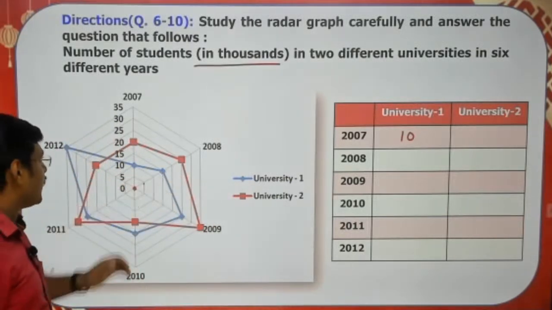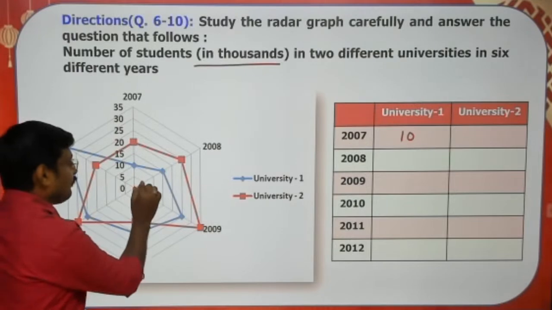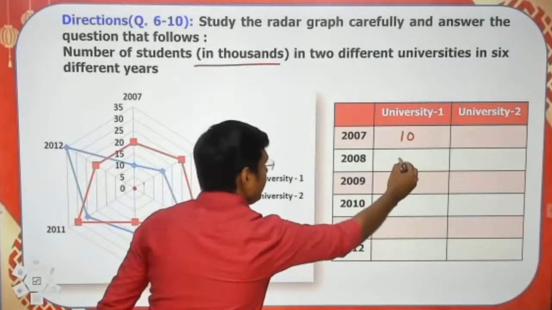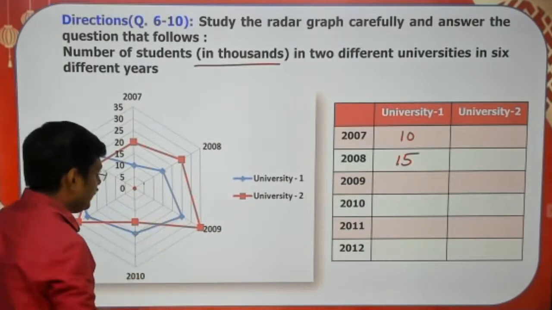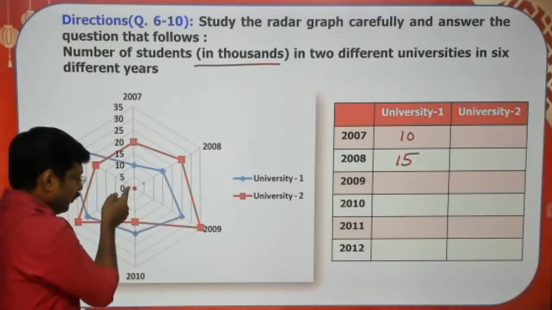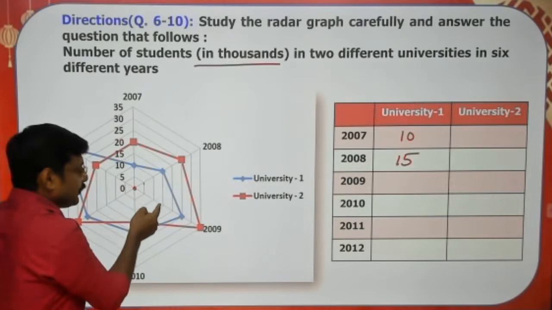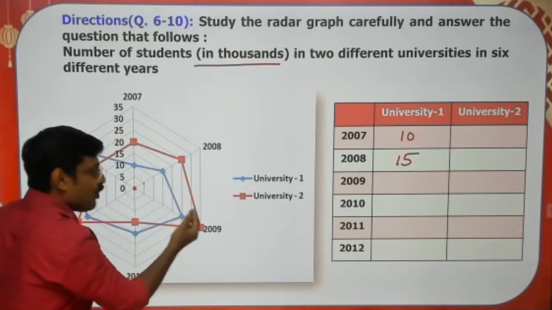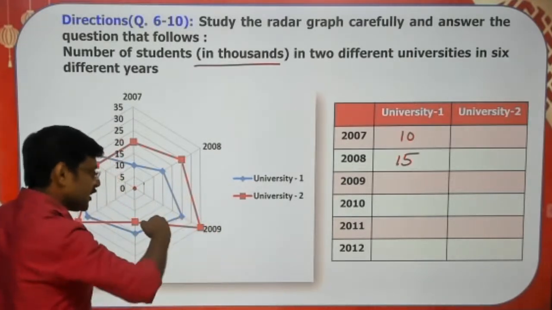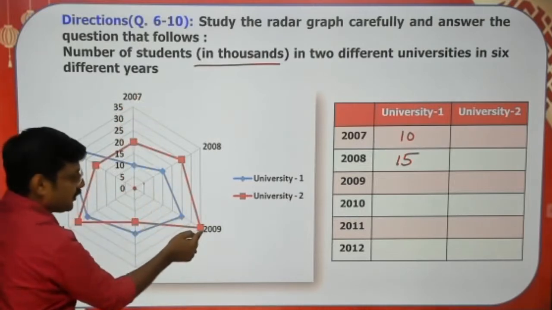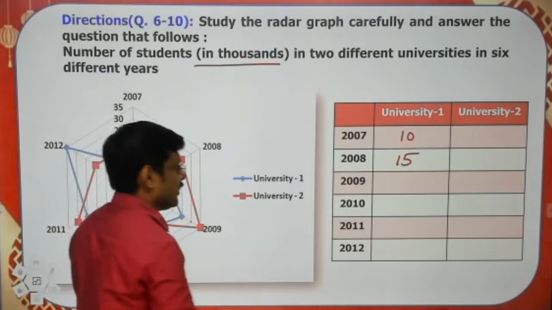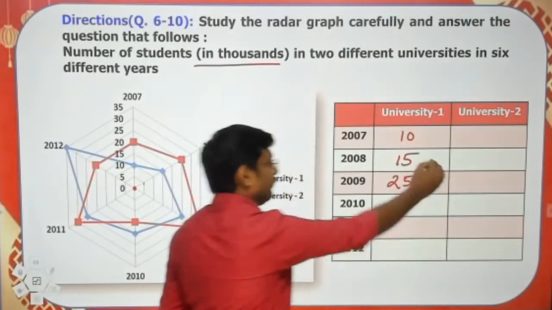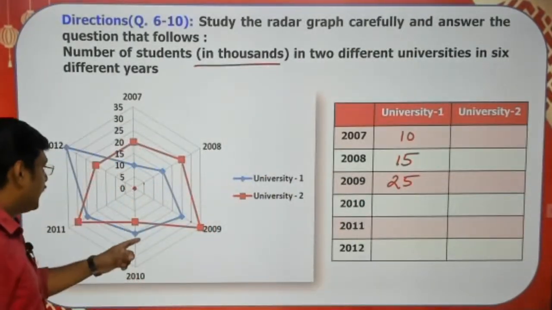Next, for 2008, as I said, 0, 5, 10, 15. So this is 15. Correct? After that, here, this is closer to the boundary. Of course, we can count from 0, 5, 10, 15, 20, 25. If it is closer to the boundary, think in a reverse way. That means we know that the outer value is 35. If this is 35, this is 30, then for sure it will be 25. So I am writing this as 25. Correct?